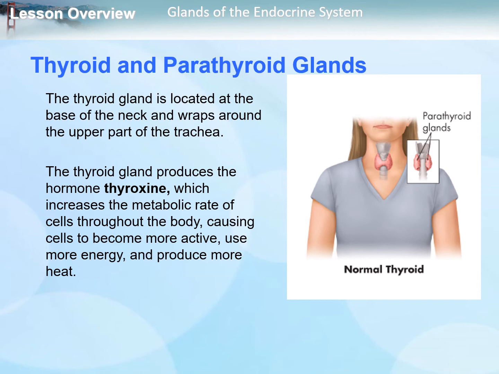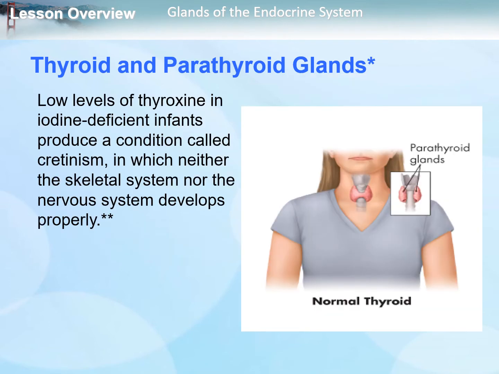So let us now look at the thyroid and parathyroid glands. The thyroid gland is located at the base of the neck and wraps around the upper part of the trachea. The thyroid gland produces the hormone thyroxine, which increases the metabolic rate of cells throughout the body, causing cells to become more active, use more energy, and produce more heat.